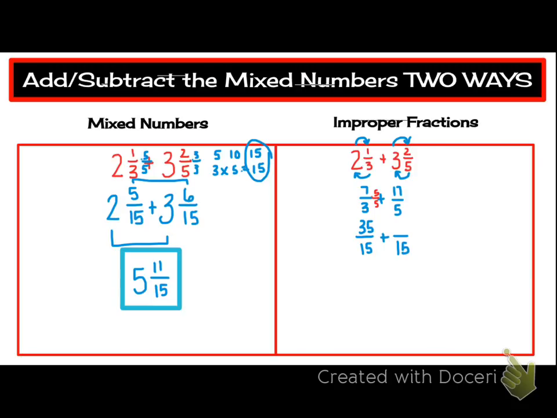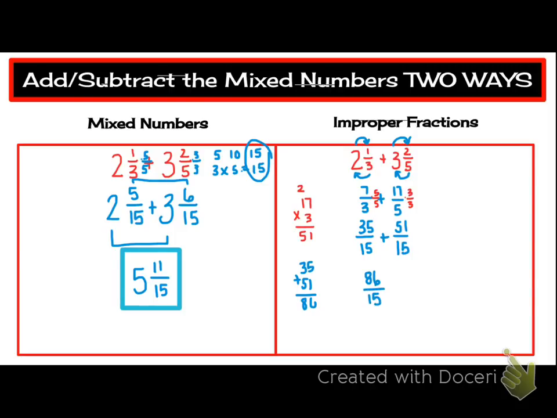The second one, I'm going to multiply 5 by what to get 15? I know that 5 times 3 is 15. So I multiply by 3 over 3. 17 times 3. 3 times 7 is 21. Carry the 2. 3 times 1 is 3, plus 2 is 5. I get 51 fifteenths. I add 35 plus 51. And I get 86. So I have 86 fifteenths.